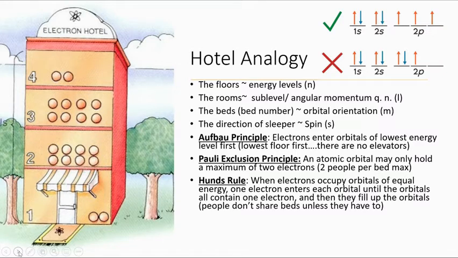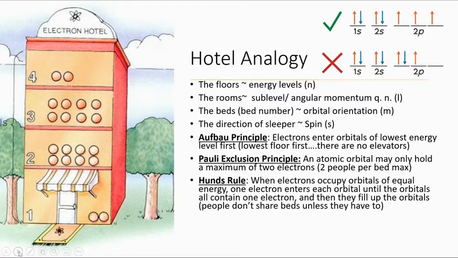Pauli exclusion principle. The hotel manager tells you that you can only have a maximum of 2 people per bed. Do people always follow that? No. I grew up with 7 kids in my family, so we had kids sleeping in bathtubs, for goodness sake. But if you think about it, technically you're supposed to sleep 2 people per bed in a hotel.